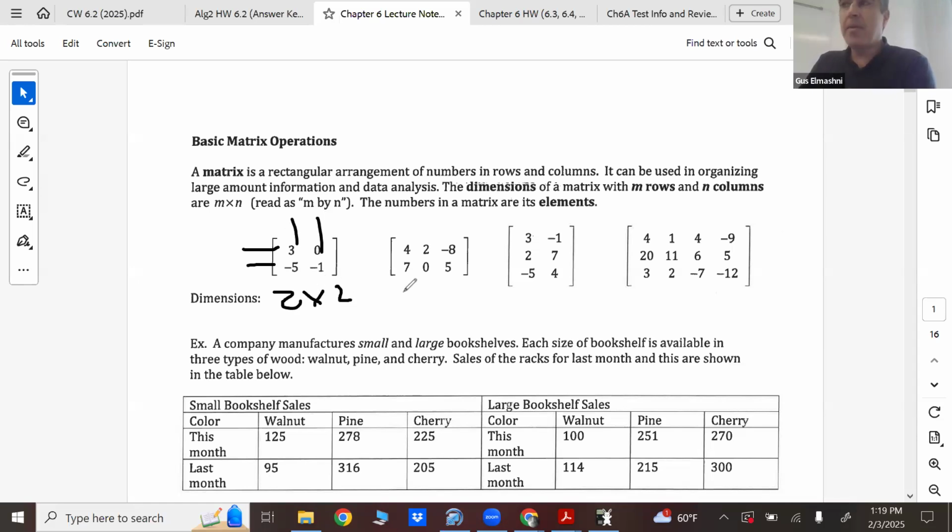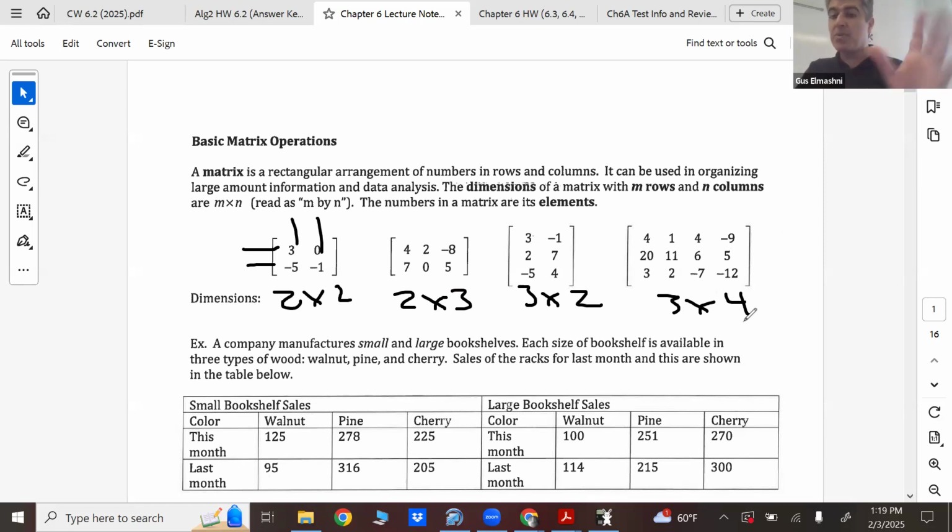So given that, what would I call the second matrix? How many rows and columns? A 2 by, how about the next one? How about the last one? 3 by 4. Perfect. So we're going to be doing word problems. We're going to organize this in the matrix. You could probably see why we use this for solving equations, because we organize all those coefficients.